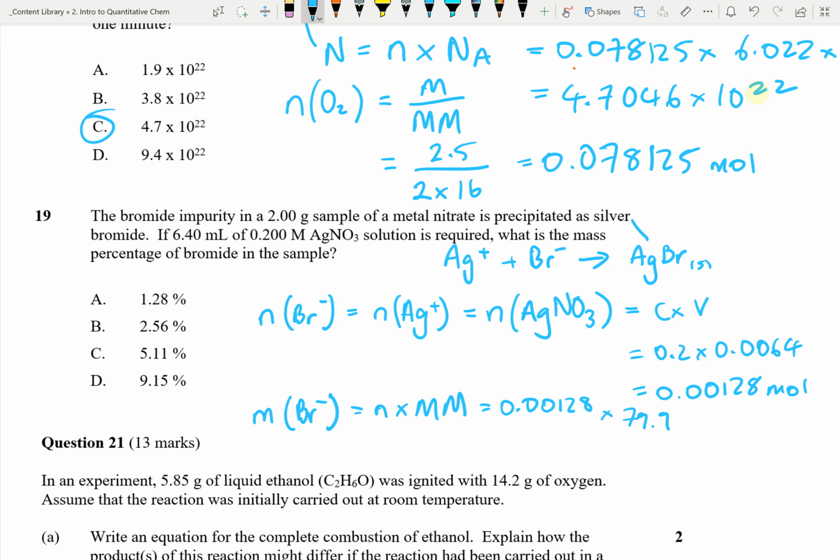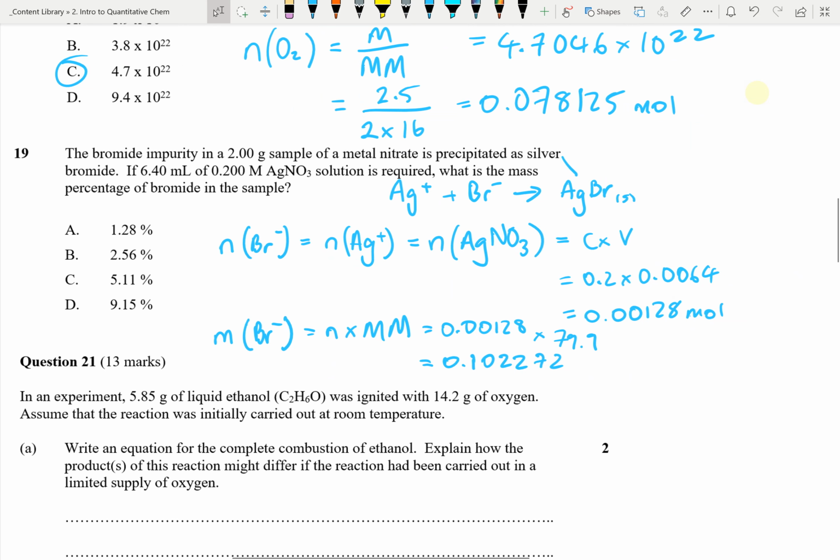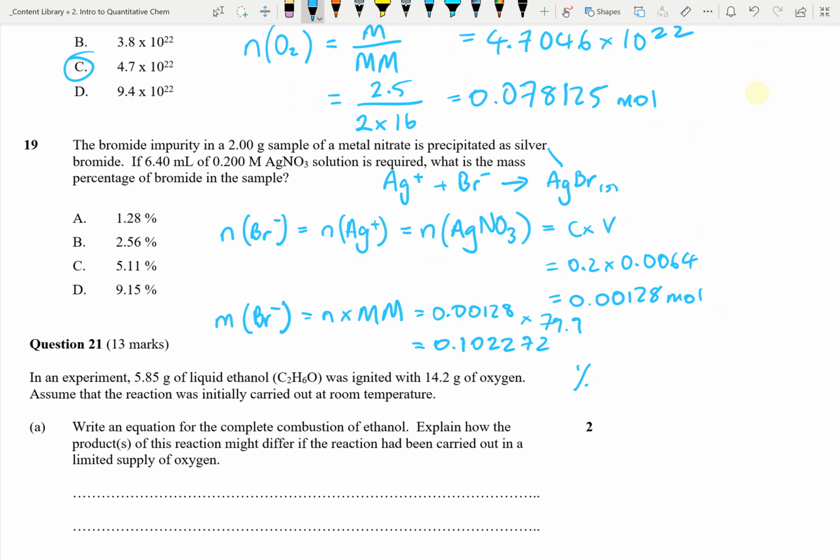79.9. Just double check that. Yep. 79.9. That gives me a convenient number of basically 0.12. Right, and so that's the amount of bromine that is in my 2 gram sample. What they're asking is for percentage mass. So what I need to do is go for the percentage of bromine in the sample.